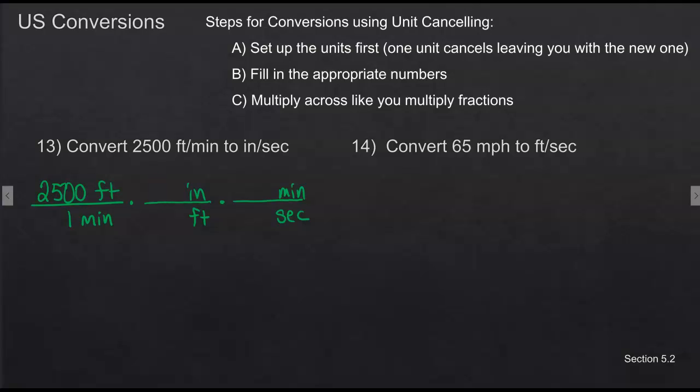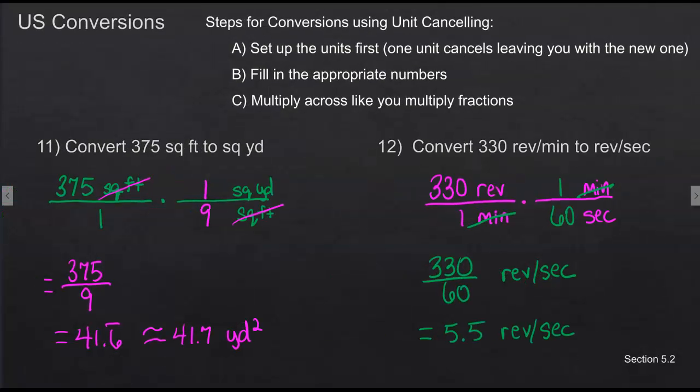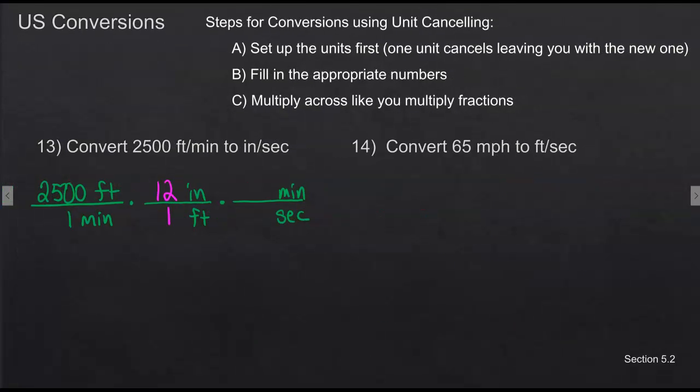Now we're going to put the numbers in, and our numbers will be, let me do a different color. So we have 12 inches and 1 foot. Notice this always equals 1. 12 inches equals 1 foot. That is a fact. And these conversion factors always have to equal 1. Let's just go back a page here. So on this next one, 1 square yard equals 9 square feet. 1 minute equals 60 seconds. So our conversion factors will always equal 1. And then on the next one we have 1 minute is 60 seconds.